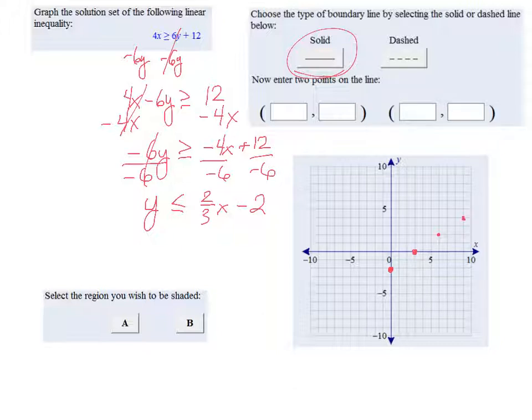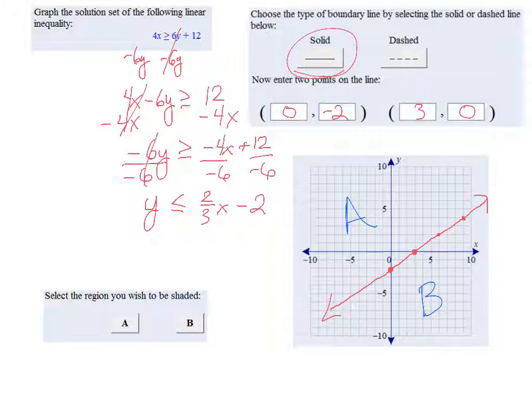And then I have to pick 2 points that I know would land on my line. So my line, we've decided, is going to be solid, and it has to go through that. And I'm just going to pick a couple of those points that I came up with. My y-intercept was 0, negative 2. And the next point that I have there is 3, 0. And once I type that in, the software will graph it for you. And then it's going to automatically put an A and a B on opposite sides of that line, and you have to decide which one of those would work.